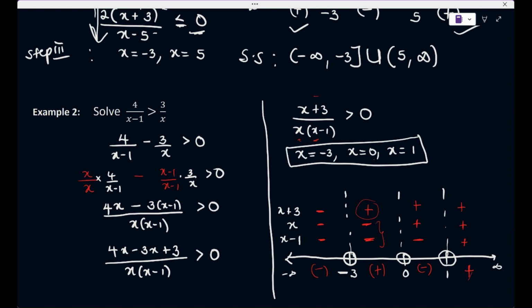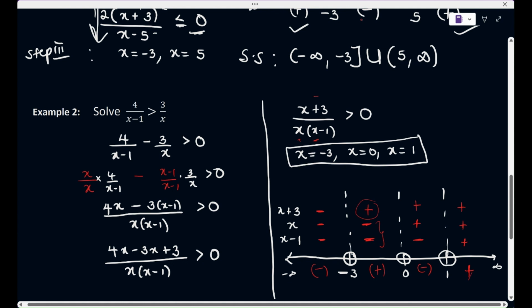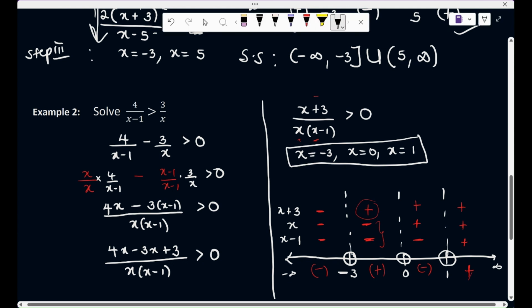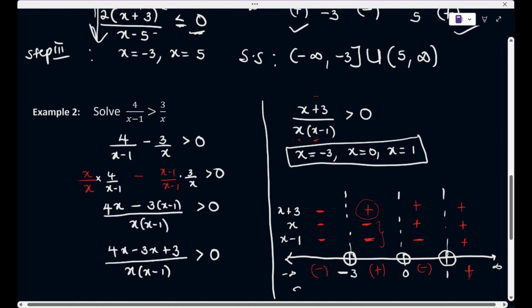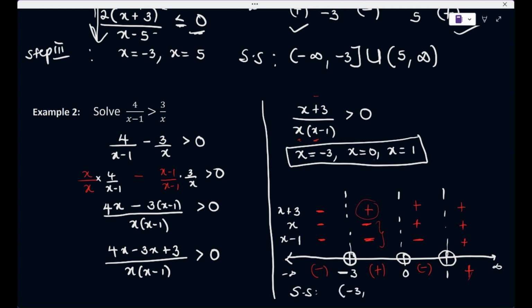So now to conclude, you need greater than 0. So we take the positive part. So our solution set will just be what? Our solution set will just be from minus 3 open to 0 open as well, then union 1 open to where? To infinity. All right.